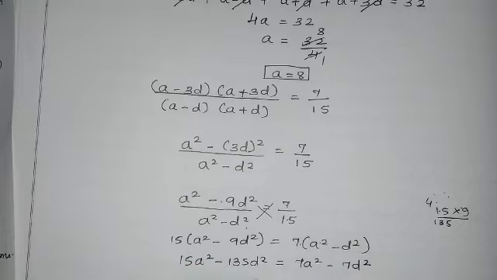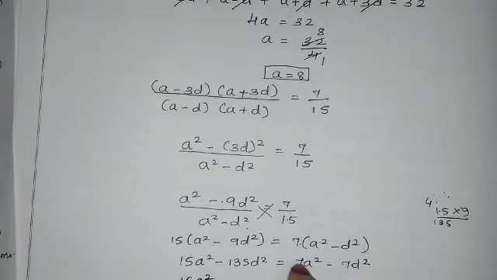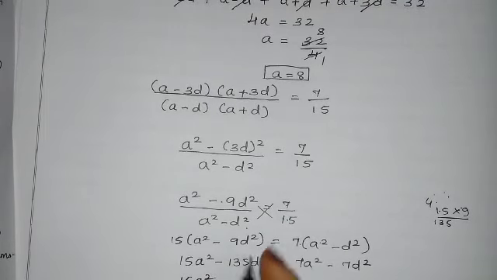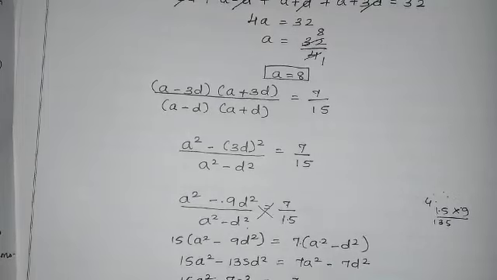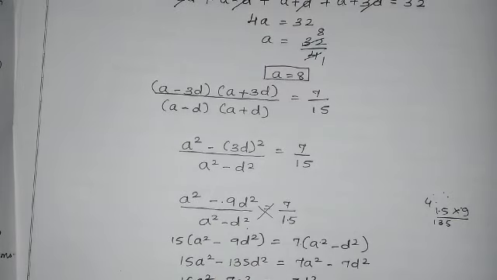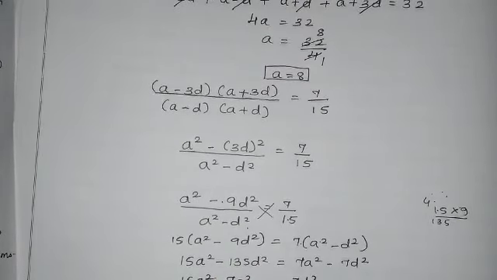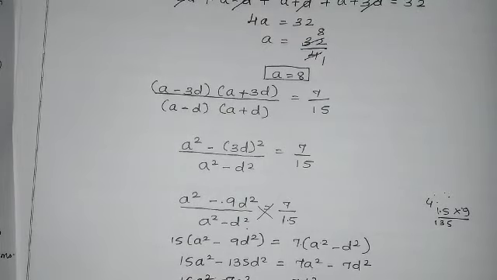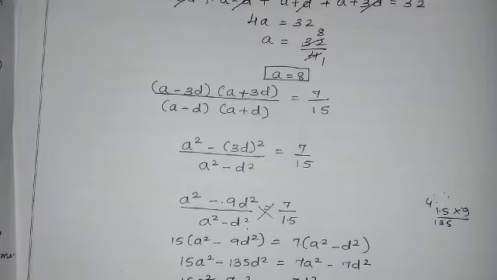So let us bring like terms to one side. 15A square, 7A square is in the positive sign, so if we bring it here it becomes minus 7A square, and minus 7D square on this side, we didn't change the sign, but this minus 135D square if we bring here, it becomes plus 135D square. 15 minus 7 is nothing but 8A square as it is. 135 minus 7 is 128. So the sign is plus, so plus 128D square.